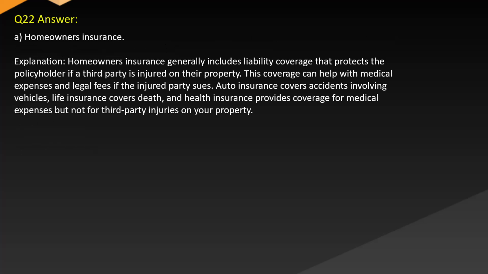Answer A. Homeowners insurance. Explanation. Homeowners insurance generally includes liability coverage that protects the policyholder if a third party is injured on their property. This coverage can help with medical expenses and legal fees if the injured party sues. Auto insurance covers accidents involving vehicles, life insurance covers death, and health insurance provides coverage for medical expenses but not for third-party injuries on your property.